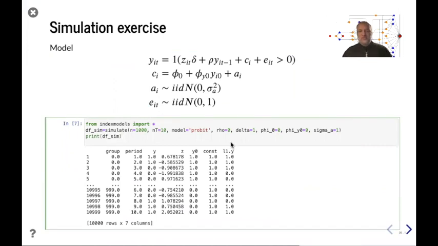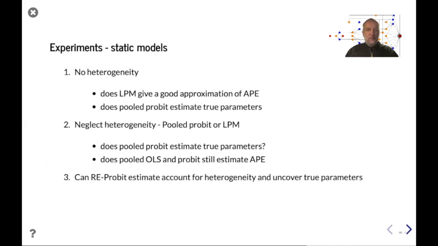I've simulated some data here with rho equal to 1 and delta equal to 1. Then let's try to see if we can estimate that delta parameter and that sigma parameter. We're going to do a bunch of experiments. First, we're going to do an experiment where we have no heterogeneity.